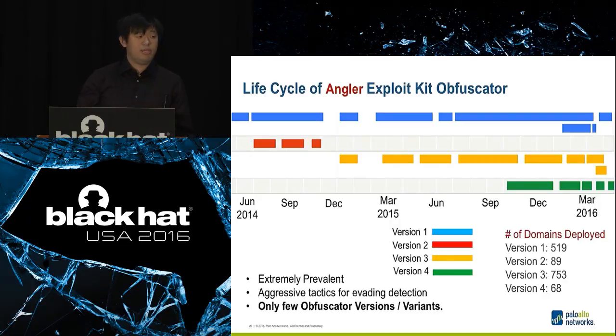We also did some investigations on the domains deployed on each version. We want to see how many domains are affected by the Angler exploit kit in our samples. And here are the numbers. For detailed information, you can look at our paper.